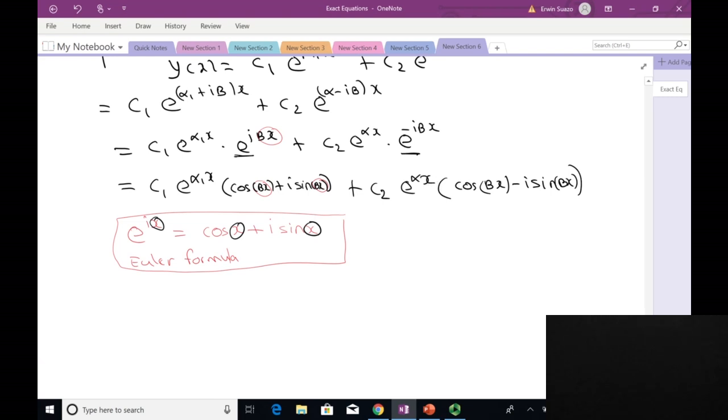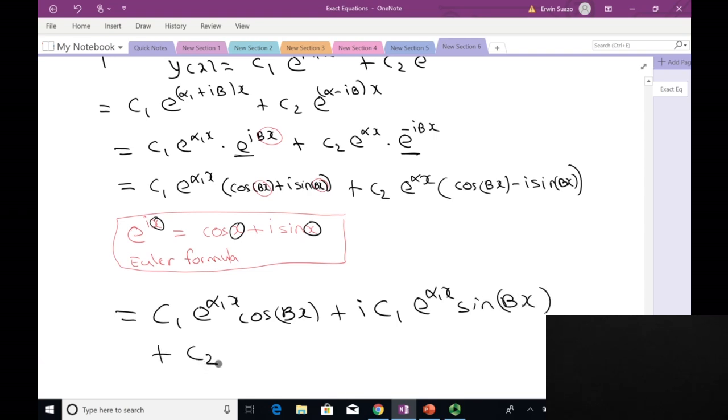So now we expand it. So we get c1 e to the alpha x times cosine beta x plus i c1 e to the alpha x sine beta x plus c2 e to the alpha x times cosine beta x minus i c2 e to the alpha x sine beta x.